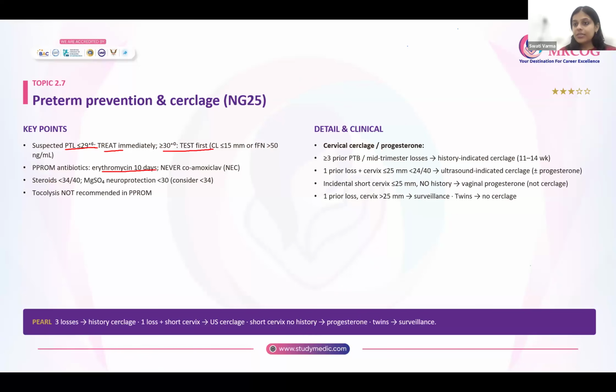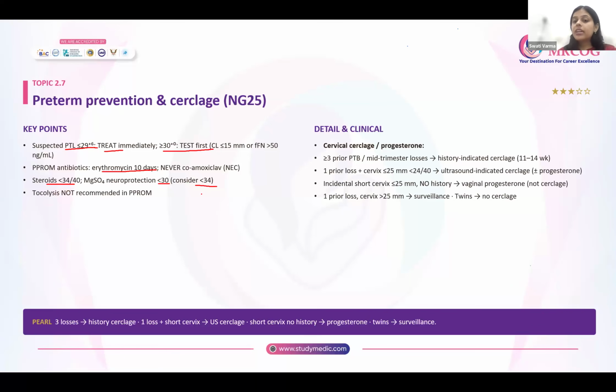Erythromycin for 10 days or till delivery, whichever comes sooner, never co-amoxiclav. Steroids are offered till less than 34 weeks, considered till 36 weeks. MgSO4 neuroprotection offered less than 30 weeks, considered till less than 34 weeks. Tocolysis is especially not recommended in PPROM.